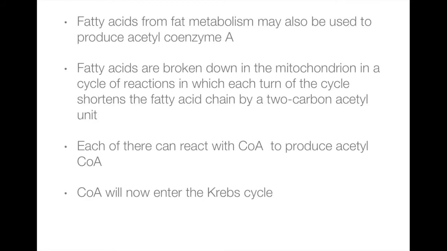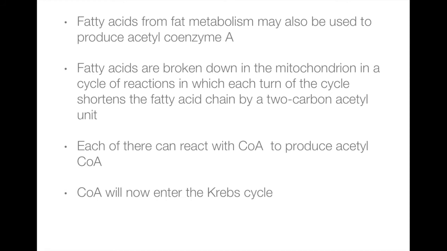Now, fatty acids from fat metabolism may also be used to produce acetyl CoA. Fatty acids are broken down in the mitochondria in a cycle of reactions, in which each turn of the cycle shortens the fatty acid chain by a 2-carbon acetyl unit. Each of these can react with coenzyme A to produce acetyl CoA, which is like that produced from pyruvate, and now enters the Krebs cycle.